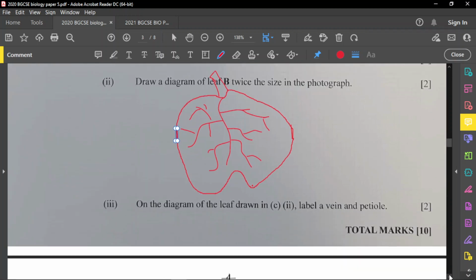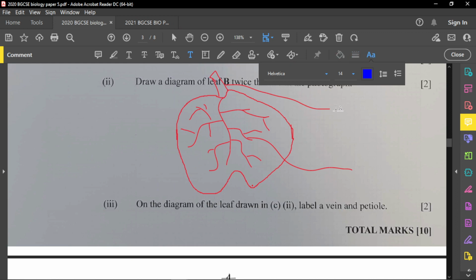On the diagram of the leaf drawn in C2, label the vein and petiole. So let me just put a line right here to represent the vein and the petiole. So let me just do them now, label. The first one I drew, that was the petiole. The petiole is like the leaf stem. And then this will be the leaf vein, or I just say vein based on what they have there. So this is the leaf vein there. All right, so that's that for that question.